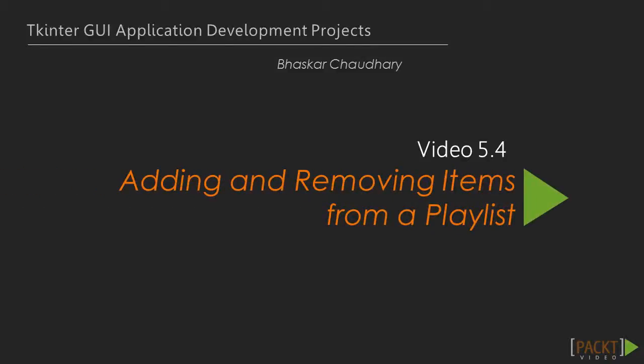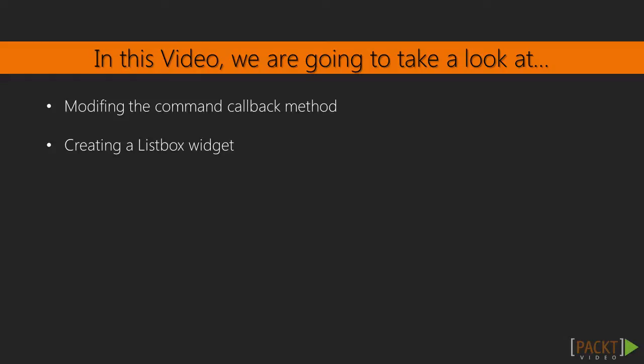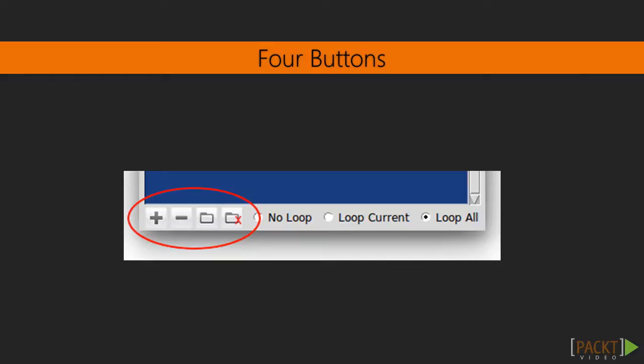Welcome to the next video of the fifth section, adding and removing items from a playlist. In the previous video, we've learned how to decide the data structure and created the player class. In this video, we'll learn how to add and remove items from a playlist. Let's write some code for a feature that allows us to add and remove items from a playlist.